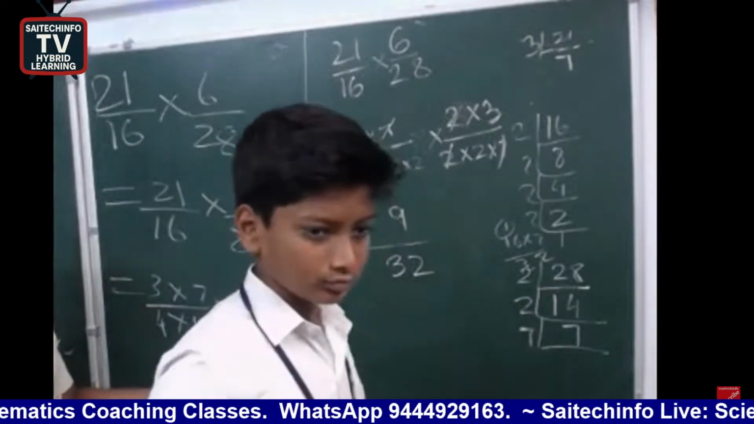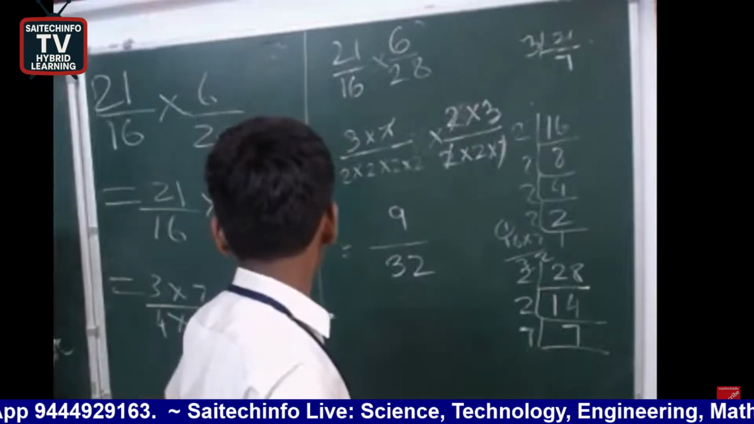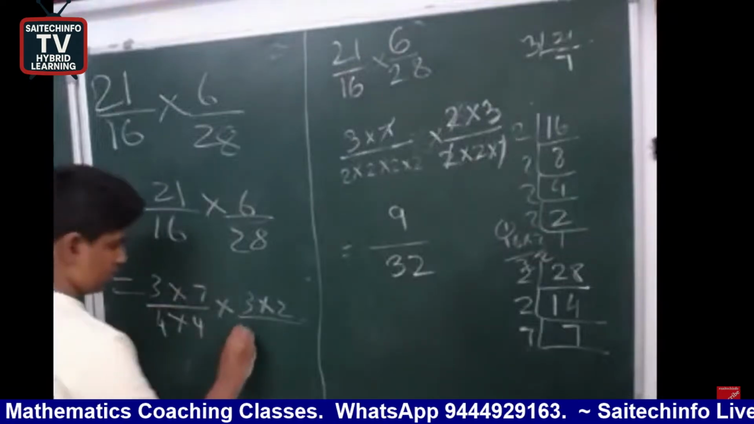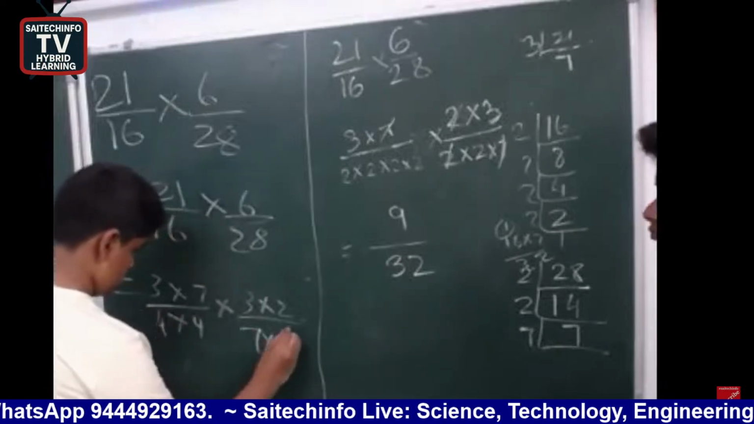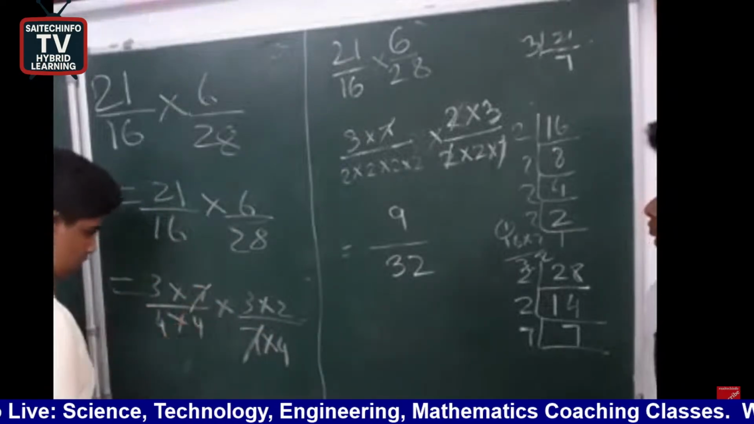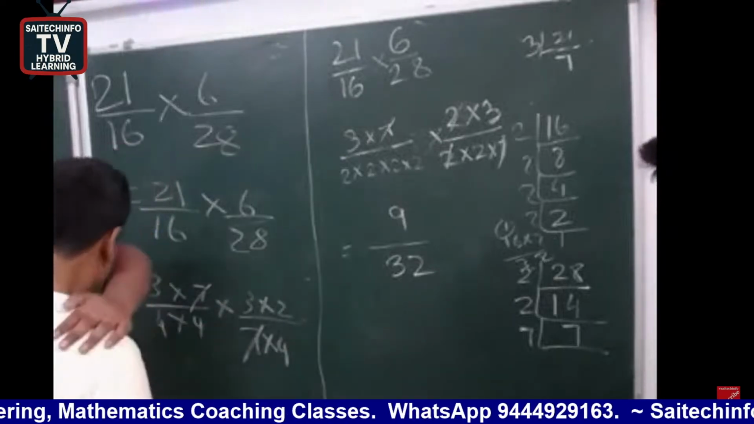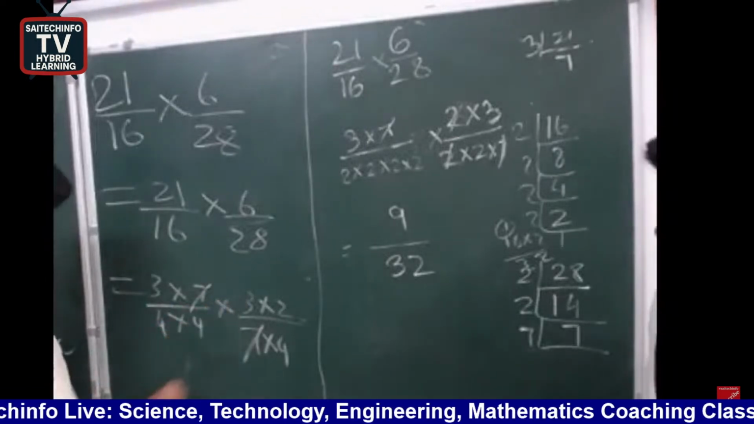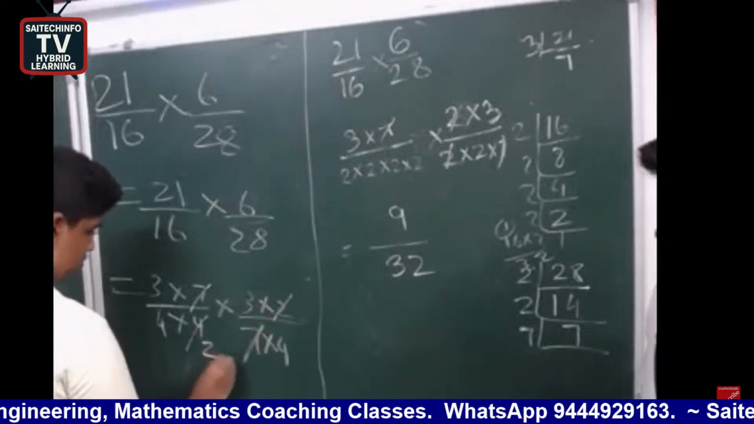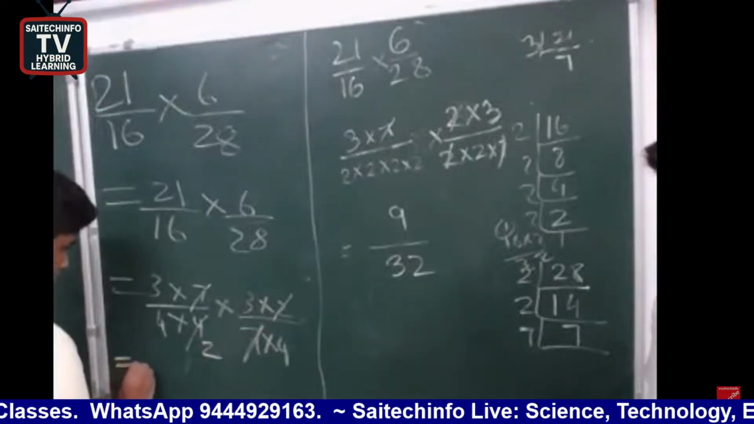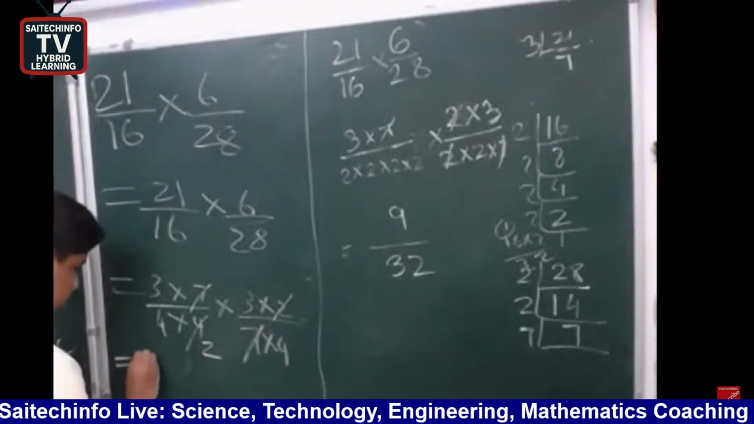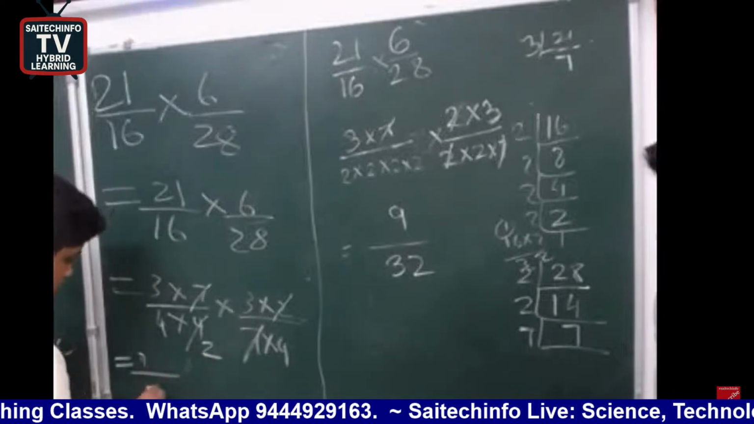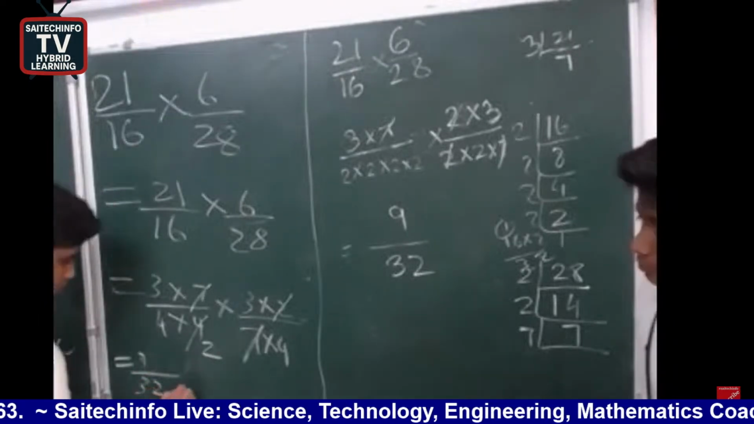7 4s are 28. Move. 7 4s are 28. You can directly cancel the 2. 2 2s are 4. Now you can multiply the numerators and the denominators separately. So 3 3s are 9, 2 4s are 8, 8 4s are 32. Okay? Is it clear? Put 9 properly.